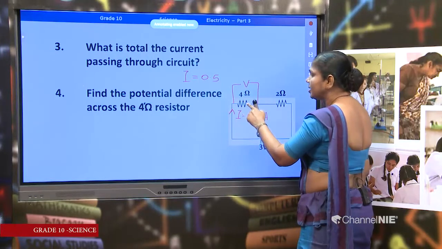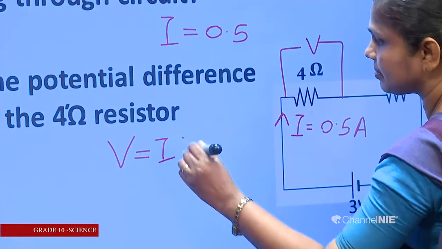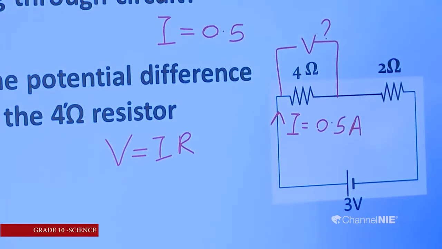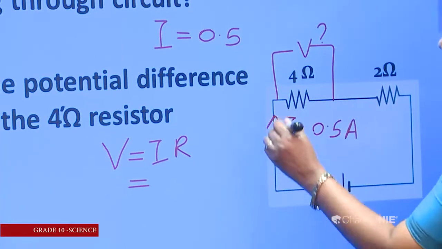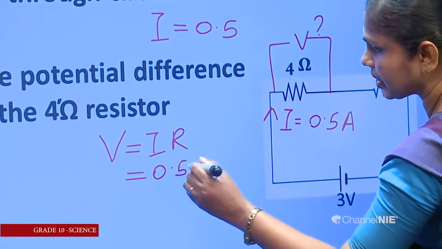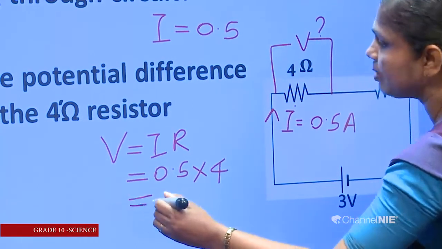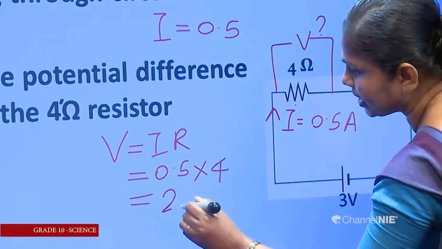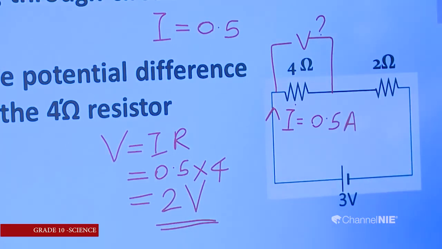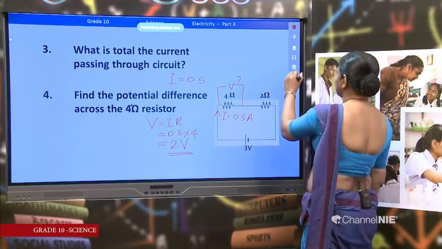Right, we got the total current I as 0.5. Now, we can apply the V equals IR formula for this. See, V is the unknown thing. I we know. I is the total current passing through the circuit, 0.5. And R is 4 ohm. Then 0.5 into 4, 2. The answer is 2. What is that? Potential difference across the 4 ohm resistor. This is 2 V, 2 volts. Okay.